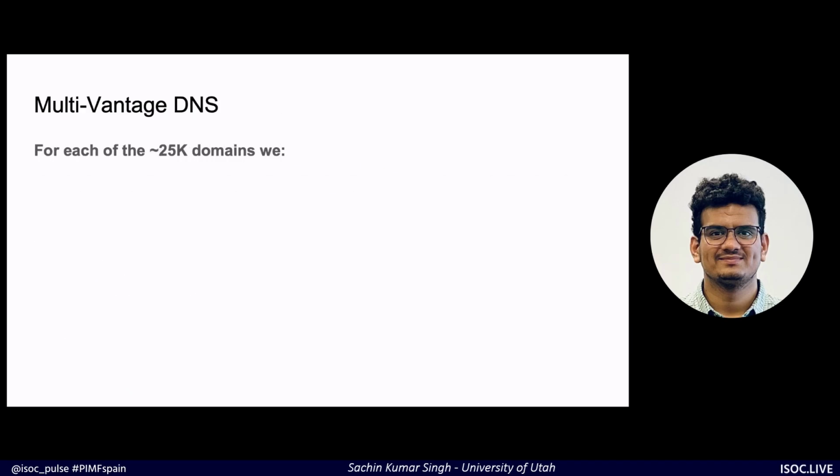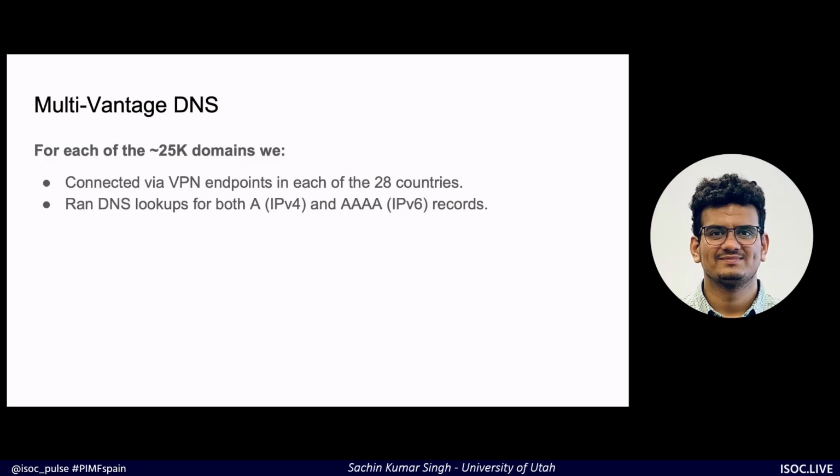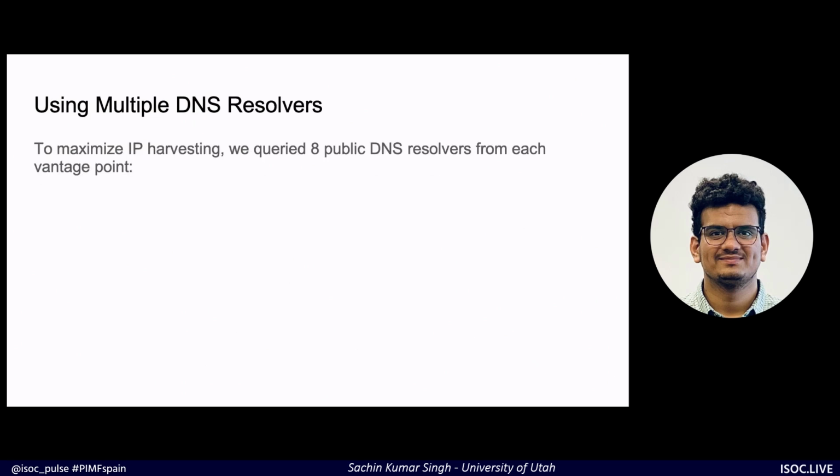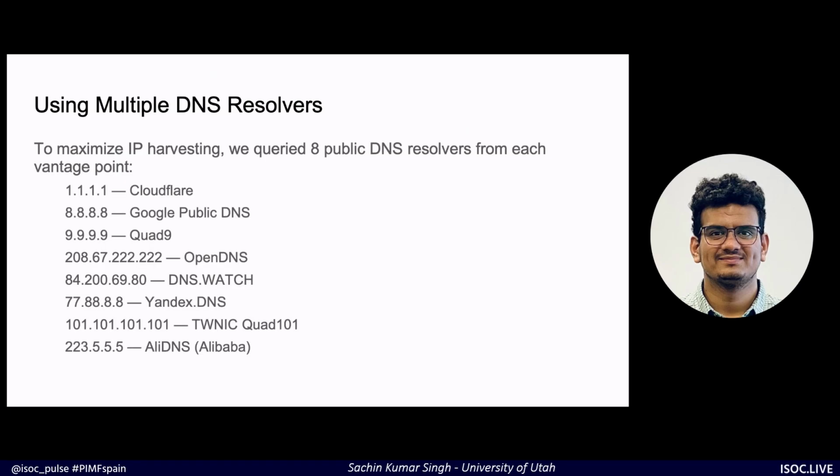Then we use a multi-vantage DNS measurement technique. For each of these 25K domains, we connect via a VPN endpoint in each of the 28 countries. And then we ran DNS lookups for both IPv4 and IPv6 records. To maximize the IP harvesting associated with the 25K domains, we use multiple DNS resolvers. So we use 8 public DNS resolvers from each vantage point. And these resolvers include Cloudflare, Google, Quad9, OpenDNS, even Yandex and others.